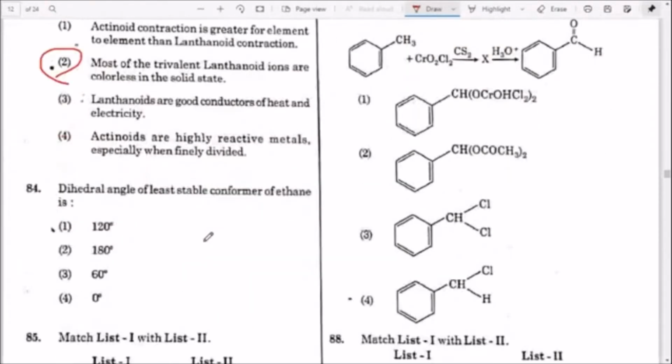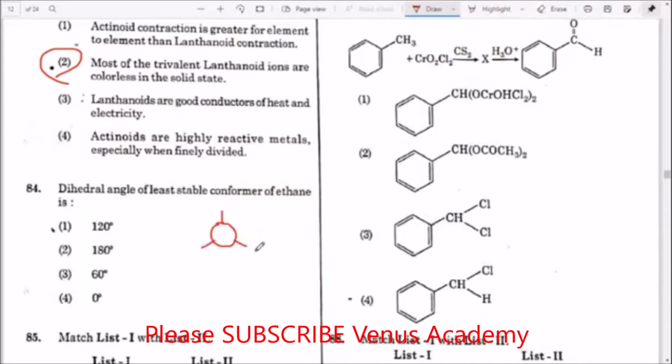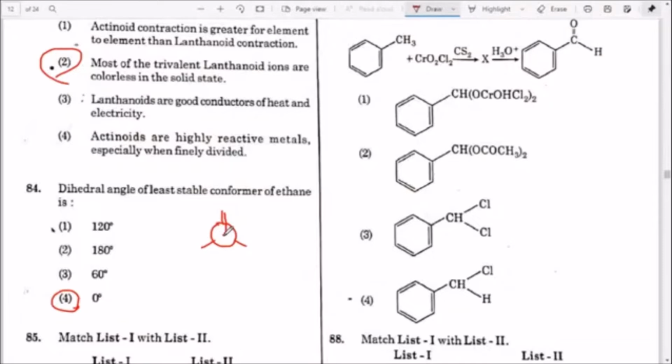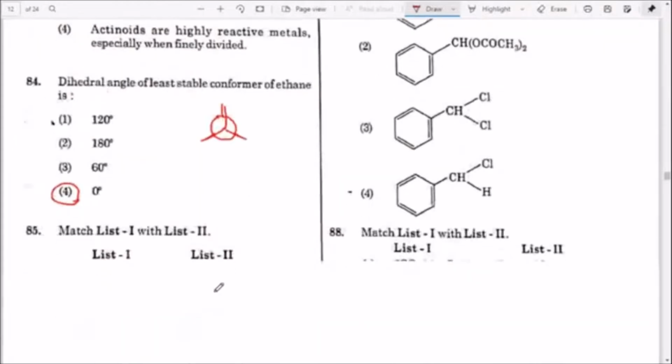Next, the dihedral angle of the least stable conformer of ethane. So to know the dihedral angle, what is the method we use? This is Newman projection. So what is the least stable structure? Yes, at 0 degrees, that is the eclipsed form. It is a highly strained stage, so it is 0. Option number 4 is the correct option, students.